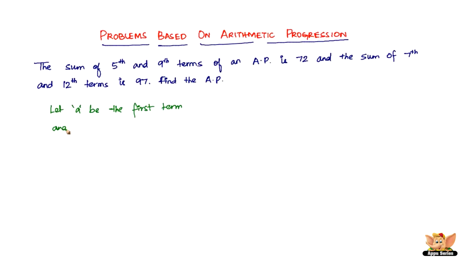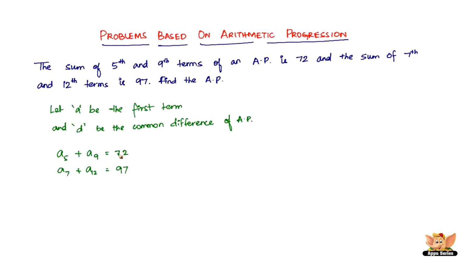And D be the common difference of the AP. So this is what we have now. So now it says the sum of the 5th and the 9th terms, that is A5 plus A9 equals 72. And it says A7 plus A12 equals 97.